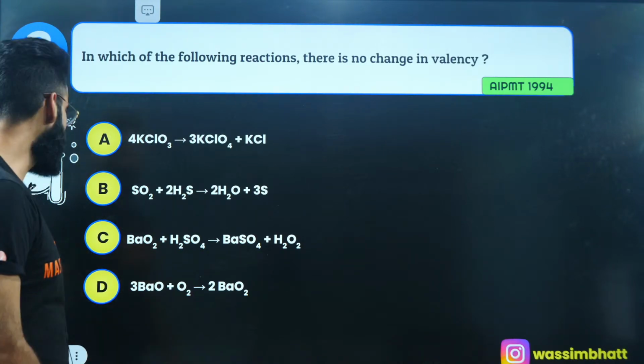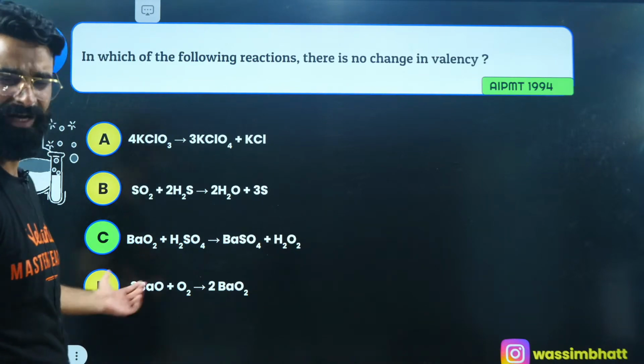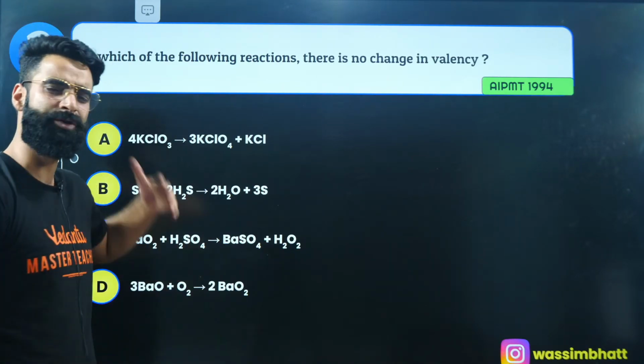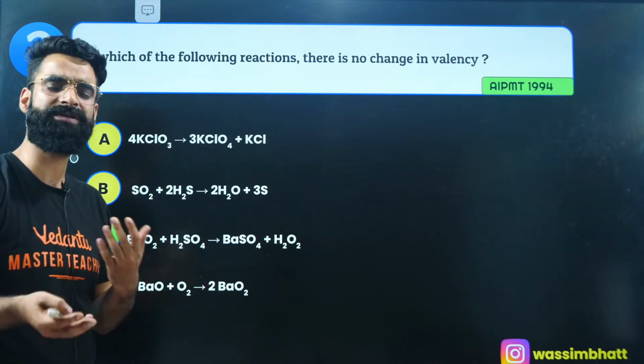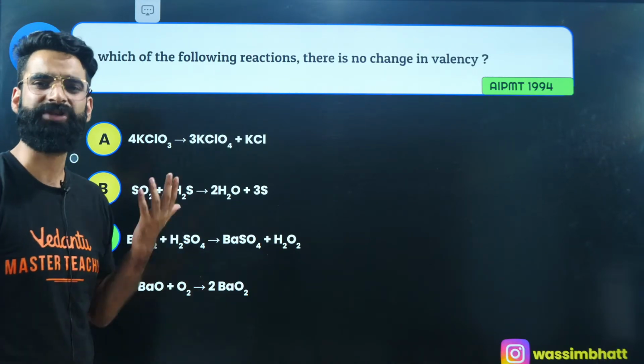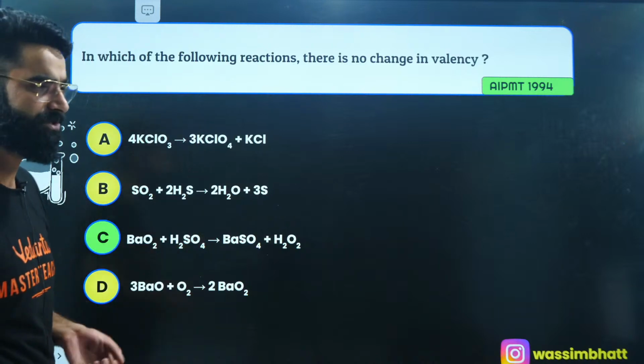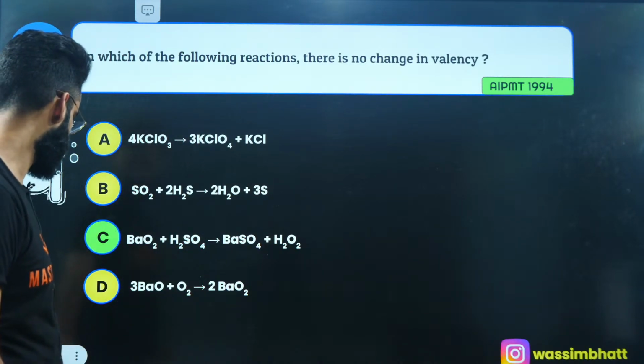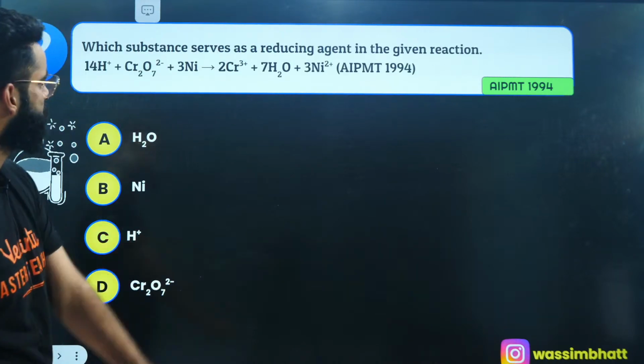Right? So people, you are simply supposed to check the oxidation state of elements, right? And I have told you in detail how to calculate the oxidation states of the elements. And you're supposed to see that reaction in which the oxidation states of elements won't change, right? So that's how you try to solve this question. That's all. Correct? Perfect. Moving on to one more.